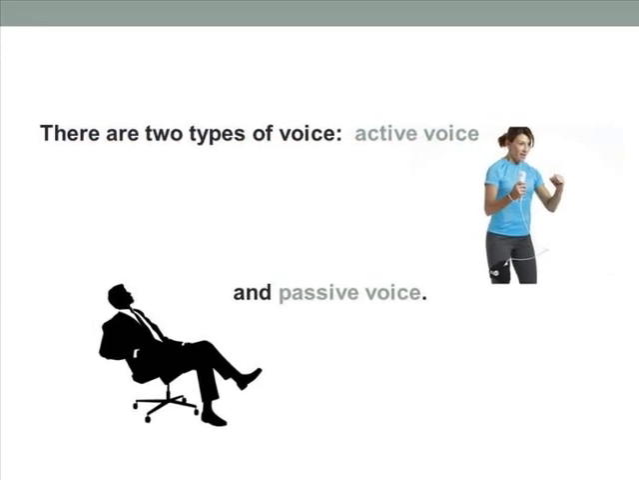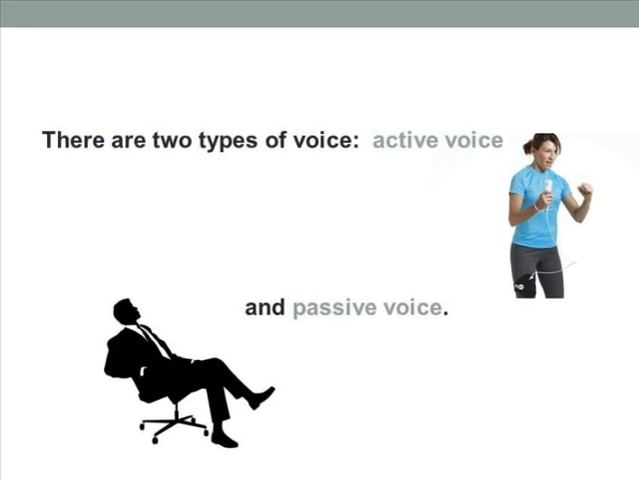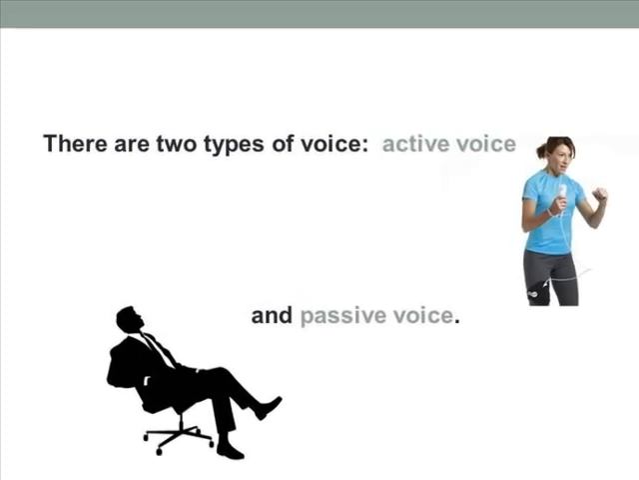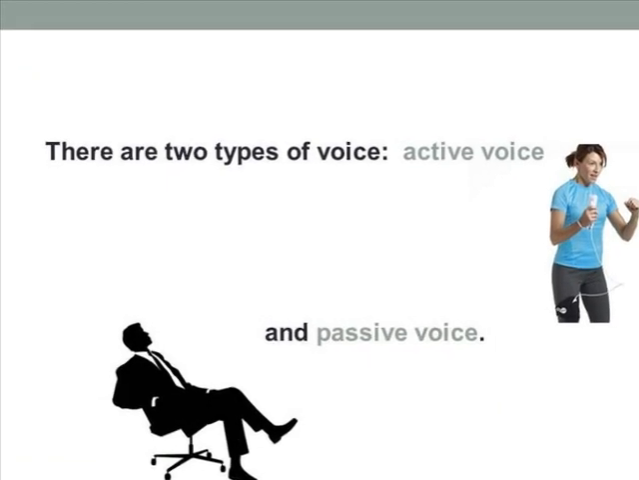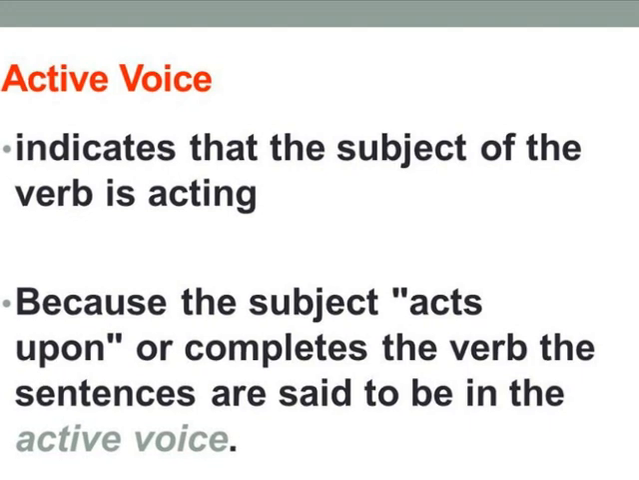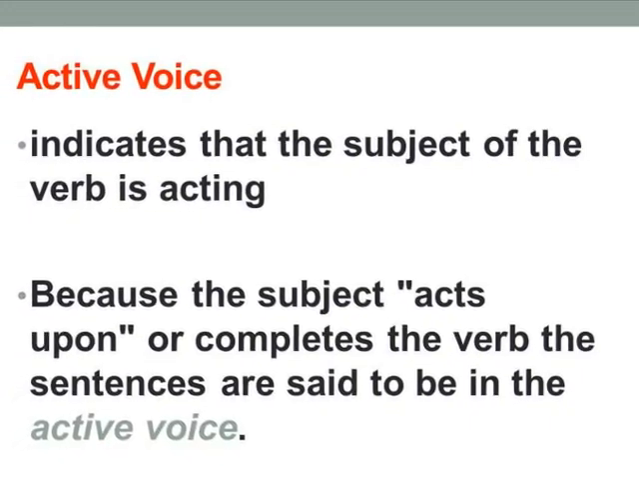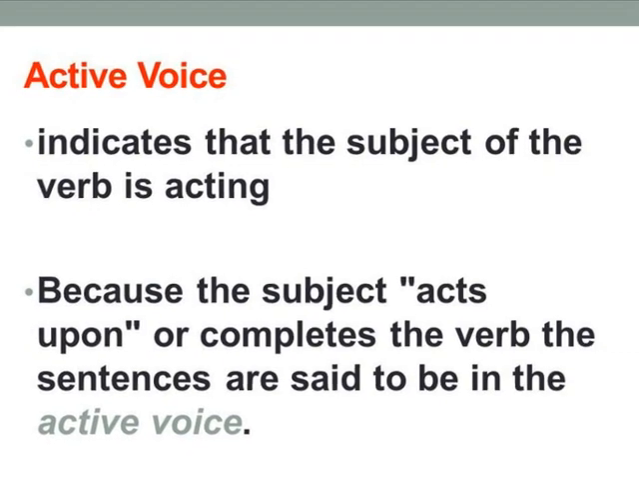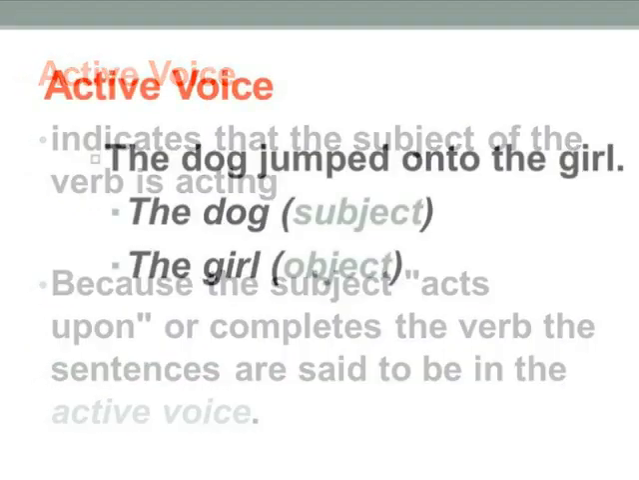In writing, we have two main kinds of voice, active voice and passive voice, and just like the pictures indicate, active voice and passive voice pretty much mean what they sound like. An active voice shows that the verb is, well, acting. Because the subject acts on or completes the verb, we say it's an active voice. Not that hard to remember, right?